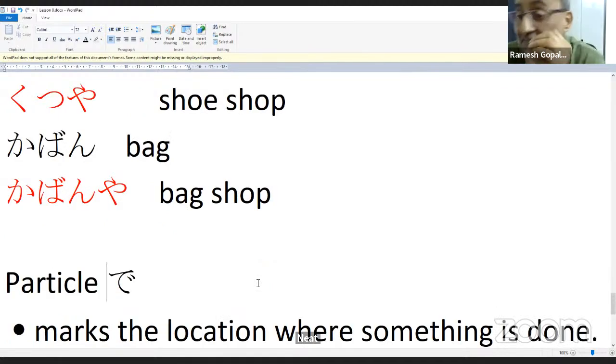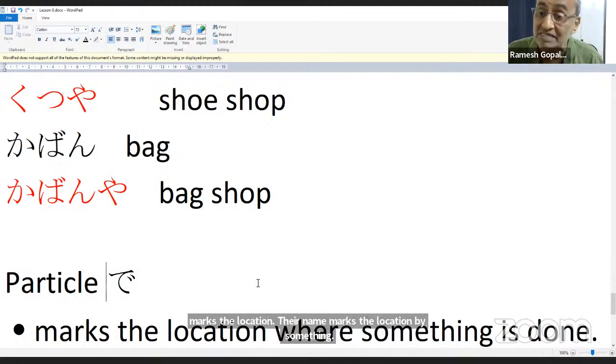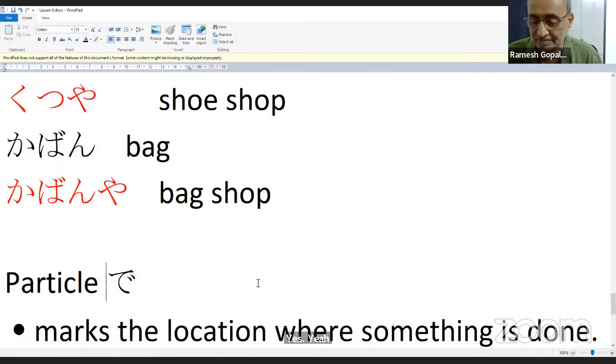What is particle de? Particle de marks the location. I told you ni also marks the location. Yes, it marks the location. Ni marks the location where something is. Here, de marks the location where something is done. Okay, now let us see.